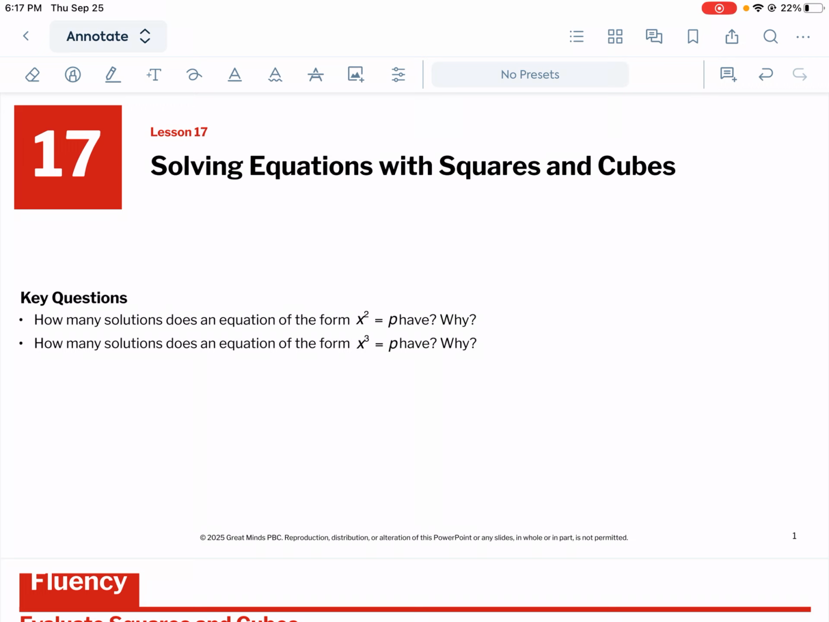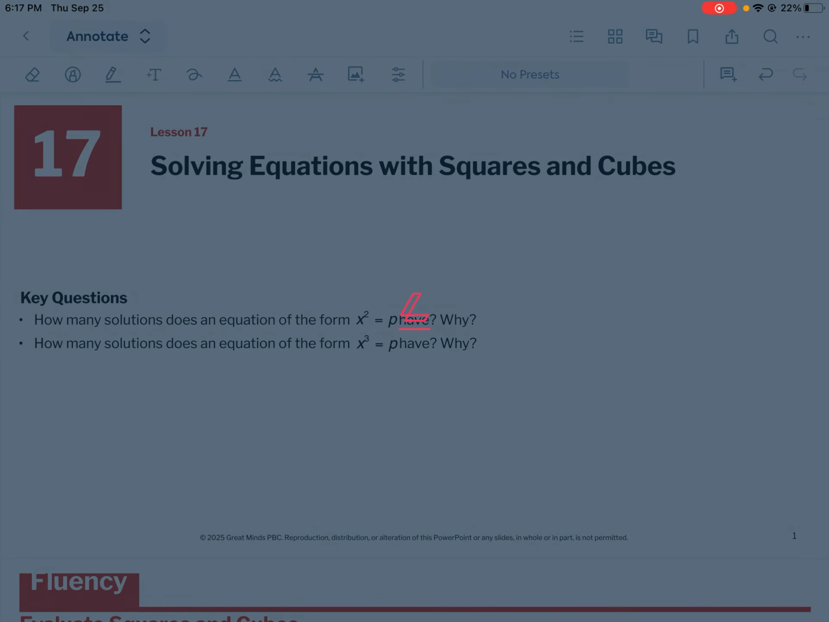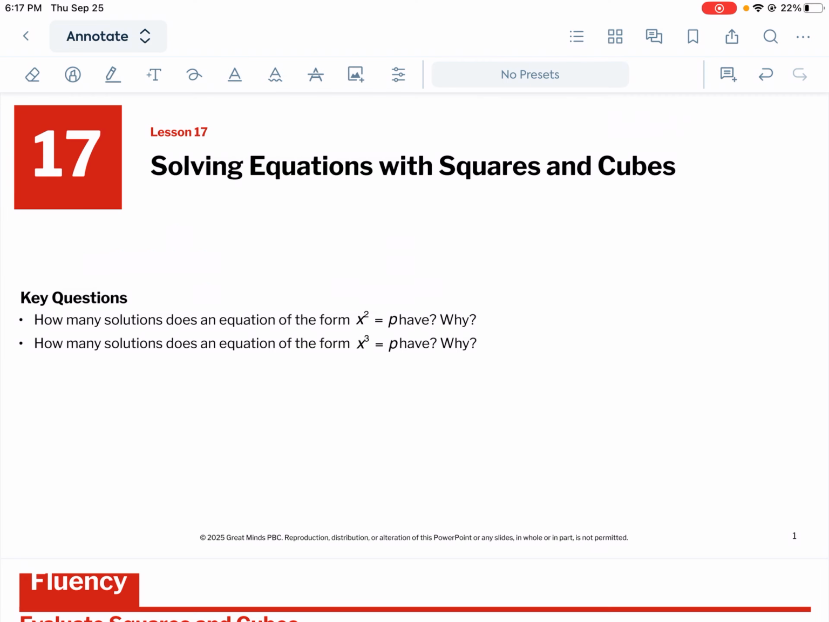Today, this is a quick review and a recap to Lesson 17. Lesson 17 is solving equations with squares and cubes. For Lesson 16, we were going over perfect cubes and perfect squares. Here, we're going to be solving equations with squares and cubes. Also, we're going to be doing some work with variables and solving for variables as well.